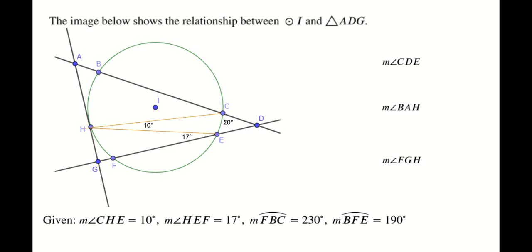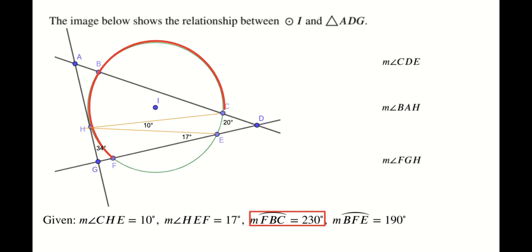So the first thing that I know is that CE is 20 degrees. CHE is an inscribed angle. It's 10 degrees. So I know that 10 times 2 is 20 degrees. This is what we learned about last week when we learned about central and inscribed angles. Let's take a look at this 34 here. I know that HEF is an inscribed angle. It's 17 degrees. 17 times 2 equals 34 degrees.